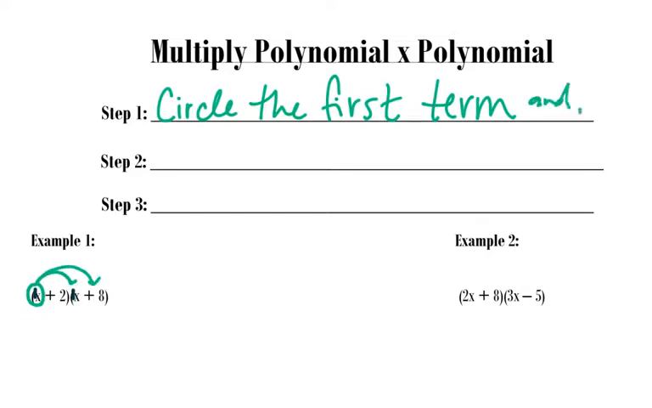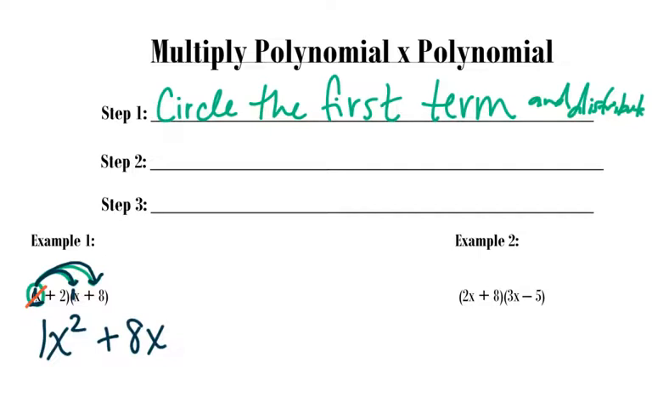So I circle the first term and distribute. Circle the first term and distribute. So what that means, I have a 1x times 1x. 1 times 1 is the number 1. X and x is x to the second. Then I have a 1 times 8, which is 8 with an x. So my first term is done. I distributed that 1x to both of those terms.